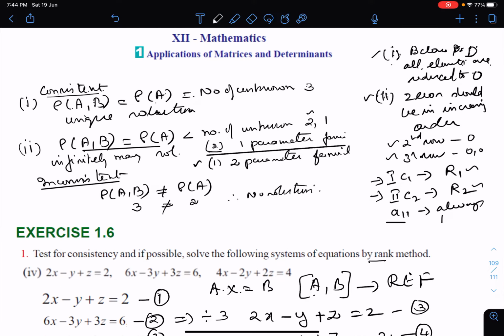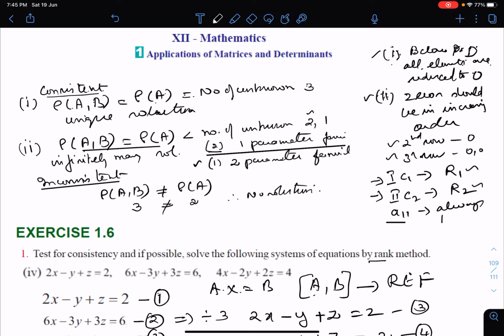After the augmented matrix is reduced to row echelon form, we find the rank of the augmented matrix A comma B and the rank of A by counting the non-zero rows. Using that number of non-zero rows we decide whether it is consistent. If it is consistent, then rank of AB equals rank of A equals the number of unknowns. In this problem the number of unknowns is 3, x, y and z, and therefore if they are equal, it is consistent and has a unique solution.